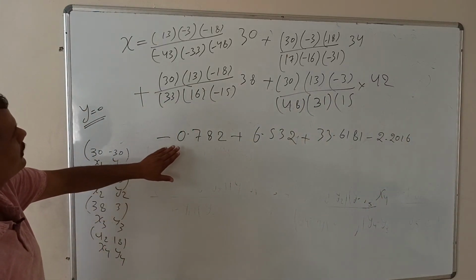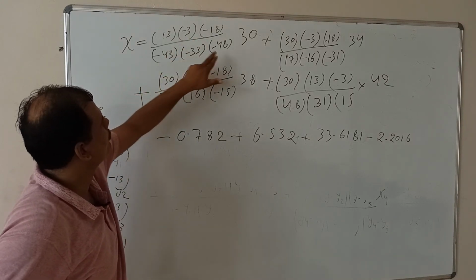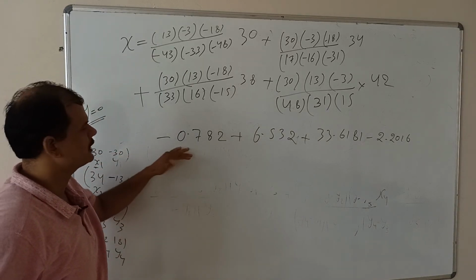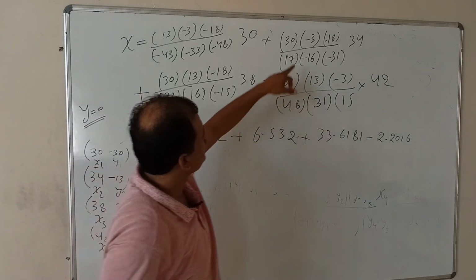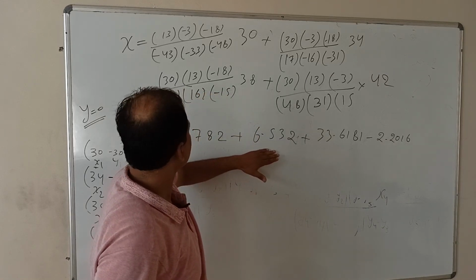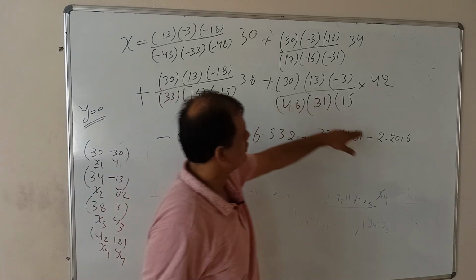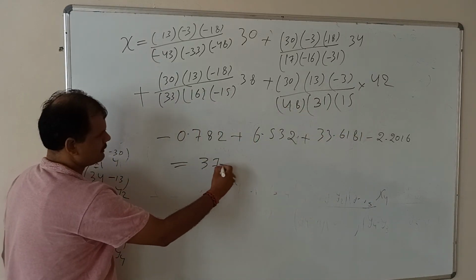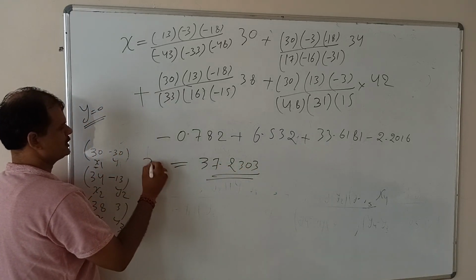If you see, in the first term we have 5 negative signs, 1, 2, 3, 4, 5, so we are getting a negative sign. If there is an odd number of negative signs, we get negative. Even number of negative signs, we get positive. In the second term we have 4 negative signs, so we get plus. Again we are getting plus in the third term, and here we have only one negative sign. So if you simplify, we get 37.2303. So this is the x value.